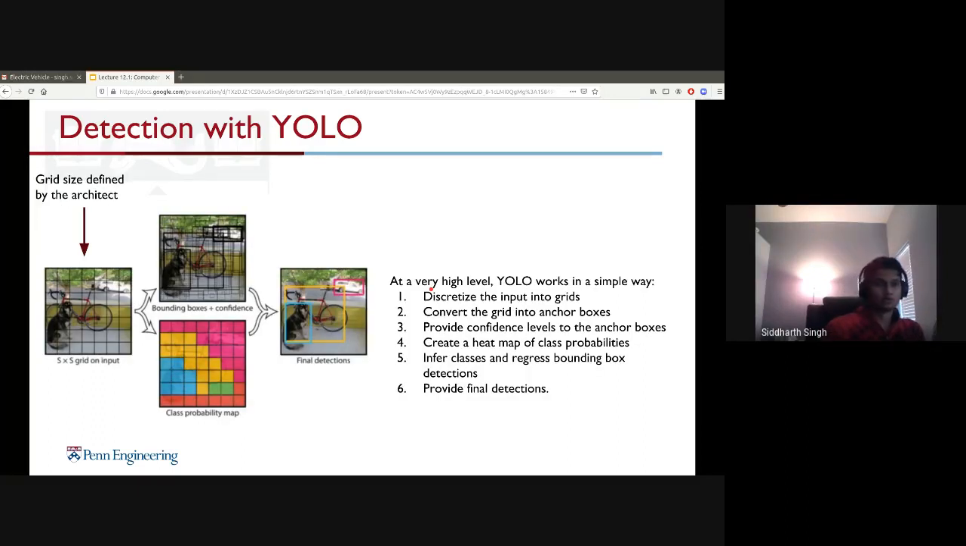Right? So what are the specific things that make it work is that we do define the grid size. The architect defines the grid size depending upon how fine I expect my image to be in terms of the size of the objects. Am I looking at big objects? Am I looking at small objects? I can define the grid size.